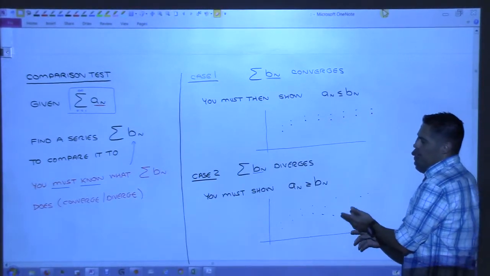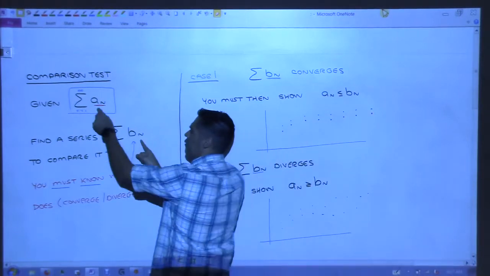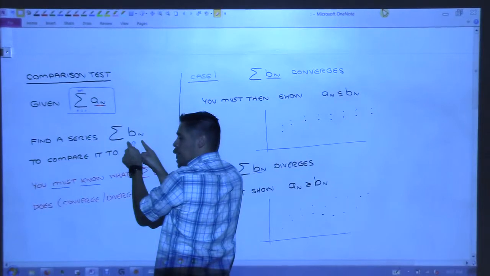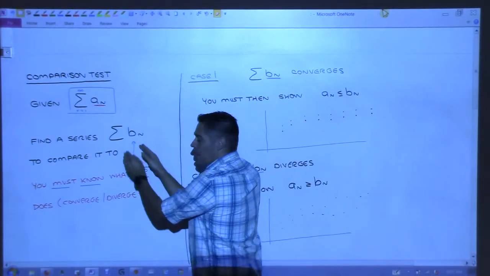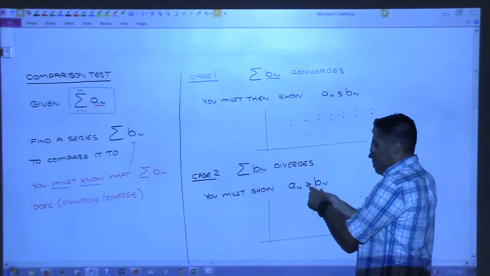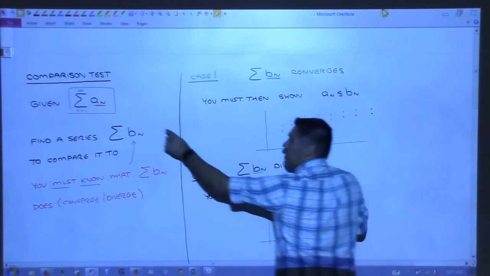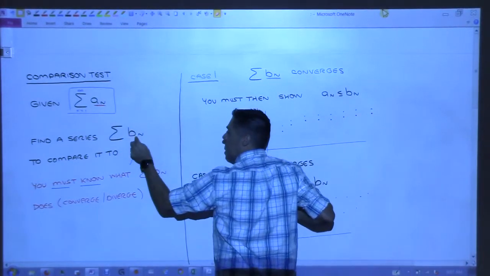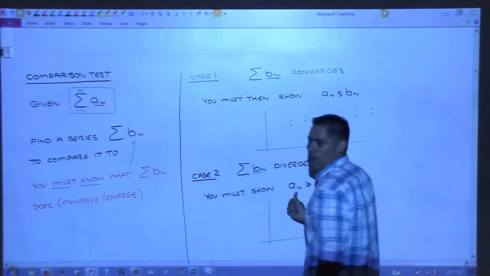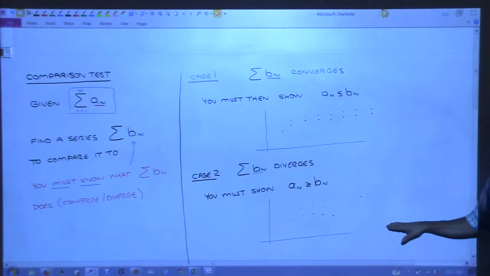This is saying, hey, look, if the series here, let's say I didn't know what it was doing, but let's say I compared it to a harmonic. Harmonics diverge, right? Then if I can show that my A sub n's are always bigger than my B sub n's, and this one blows up to infinity, then that one's got to blow up also. That's what this is saying. Does that kind of make sense? Is that a little clearer?